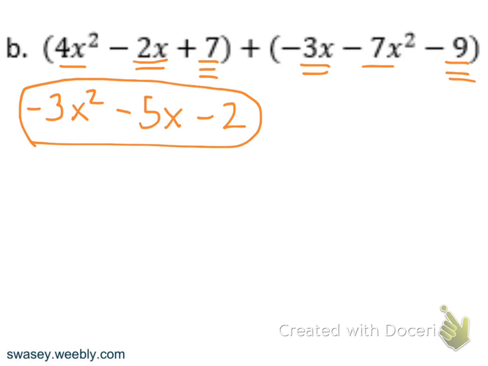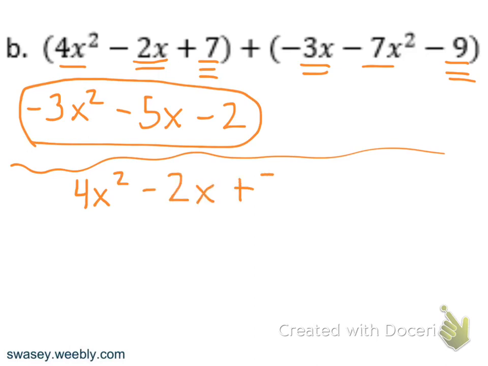I'm going to show you one other way you can do it vertically. So I'm just going to rewrite, so this is an alternate way of doing it. I'm going to write the first polynomial in standard form. Then when I write the second one, I'm going to write it so that like terms are lined up.